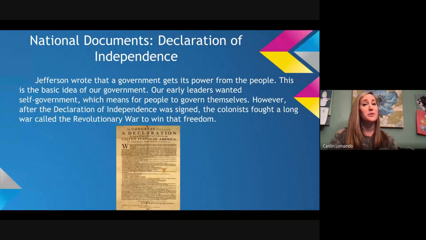However, after the Declaration of Independence was signed, the colonists fought a long war called the Revolutionary War to win that freedom. So remember, this was signed in 1776. It wasn't until the 1780s that we actually elected our first president, George Washington.